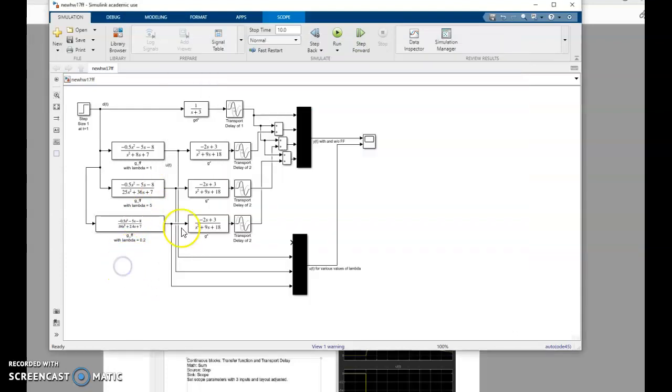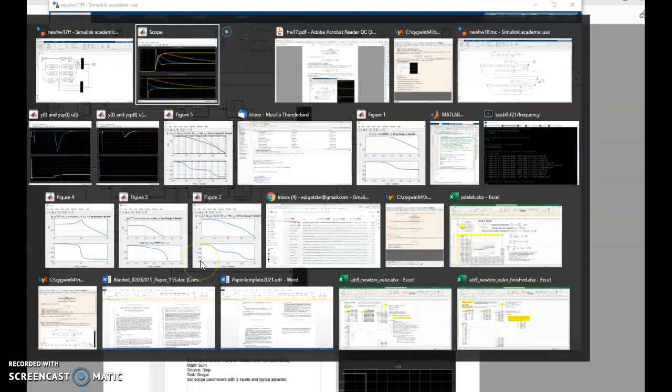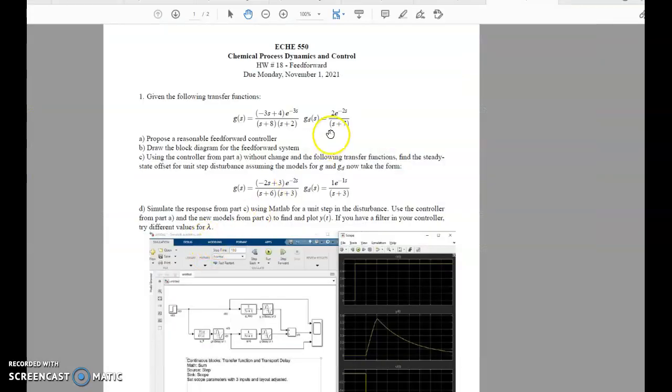The whole trick is taking negative GD over G to formulate that feedforward controller, getting rid of the time delay if you need to, getting rid of the problematic right half plane 0 that becomes a right half plane pole, and then fixing it with lambda s plus 1, where you get to pick whatever lambda is. You can play around with that with the simulation, or you can put it on the order of the transfer function time constants in the process.